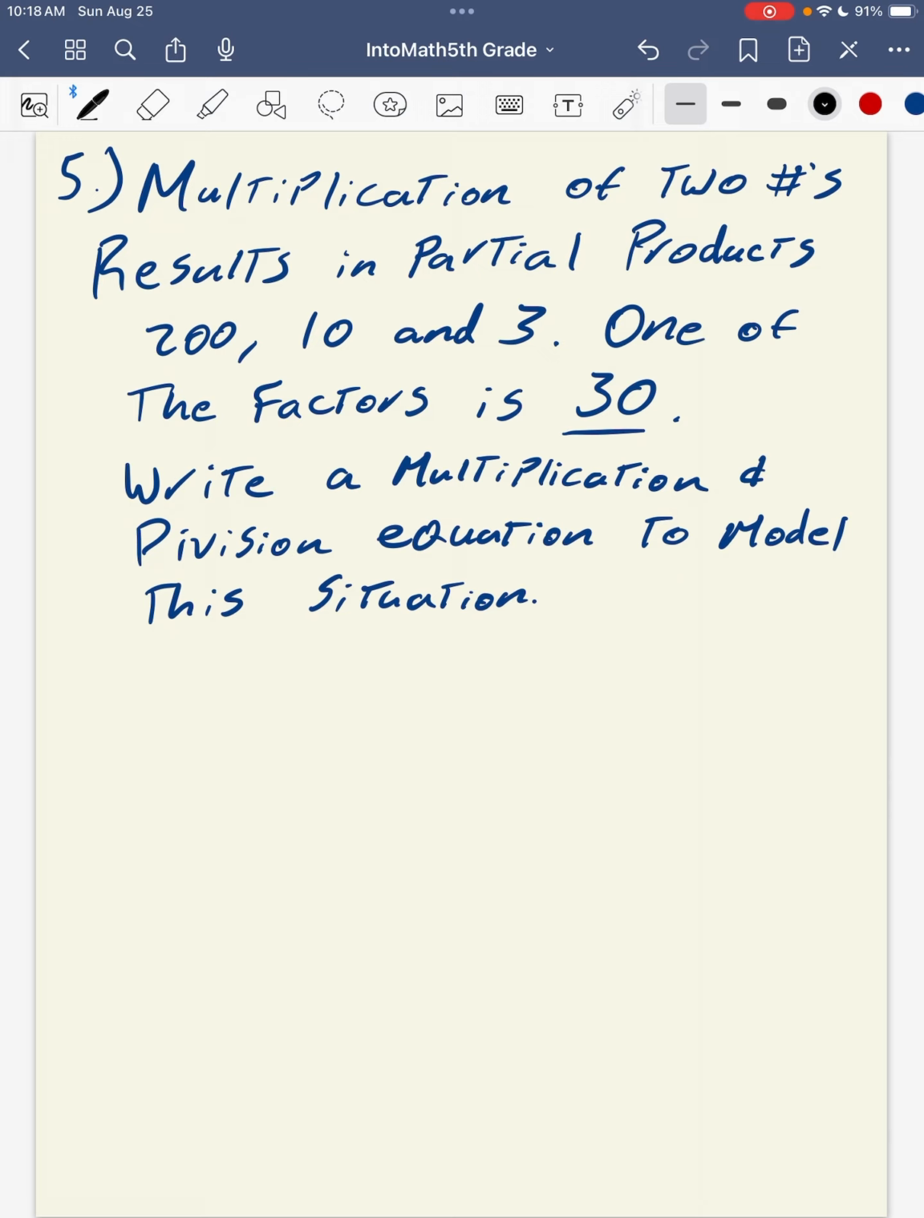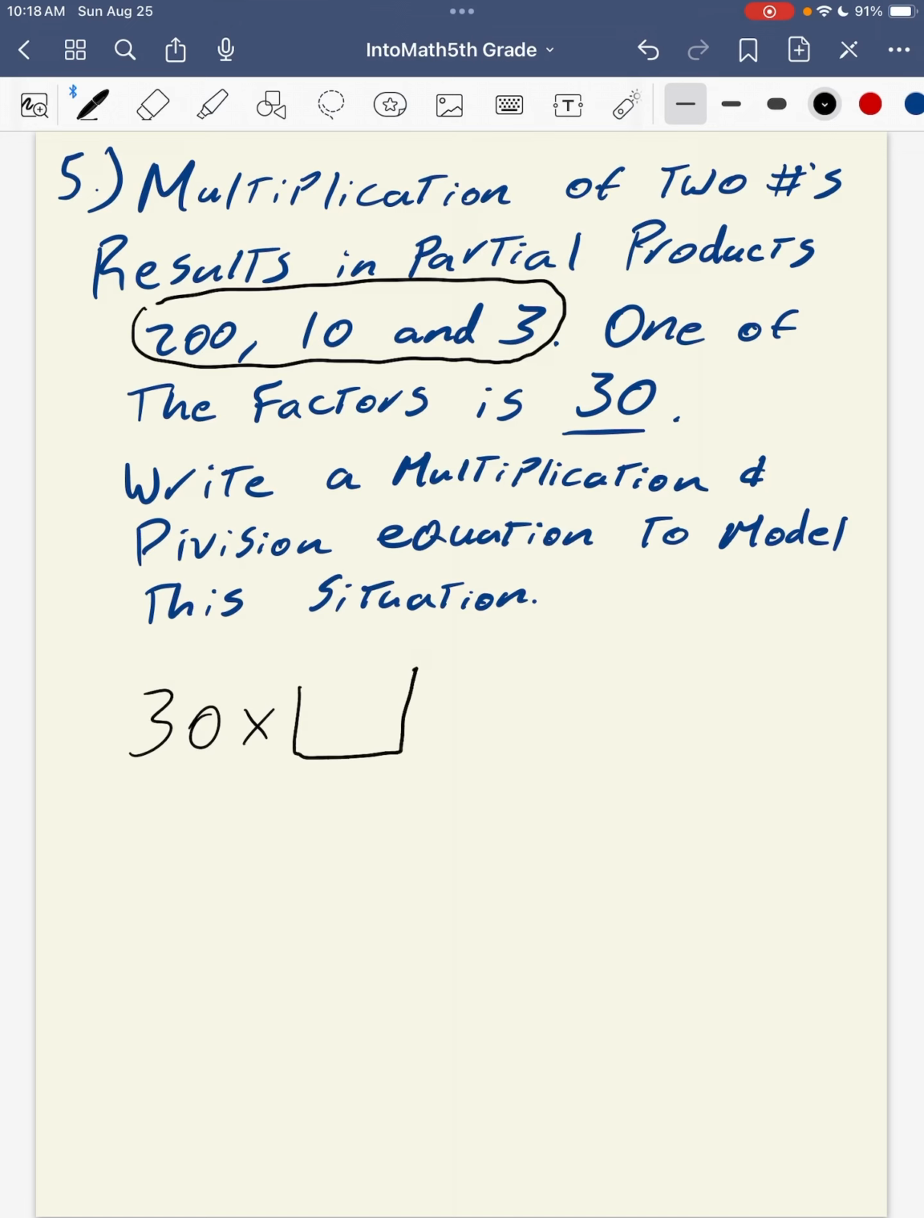Next up, question number 5. Multiplication of two numbers results in partial products 210, 210, and 3. One of the factors is 30. Write a multiplication and division equation to model this situation. So if one of our factors is 30, we have 30 times blank equals, and I can add up these numbers up here. Our partial products get our total product of 213.